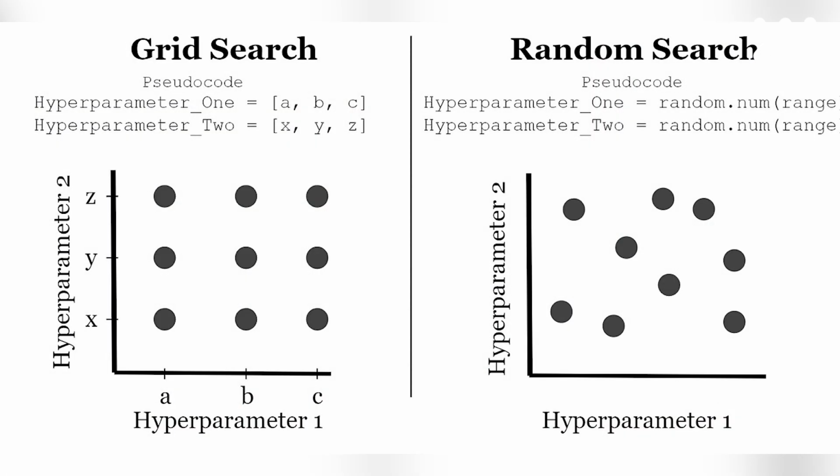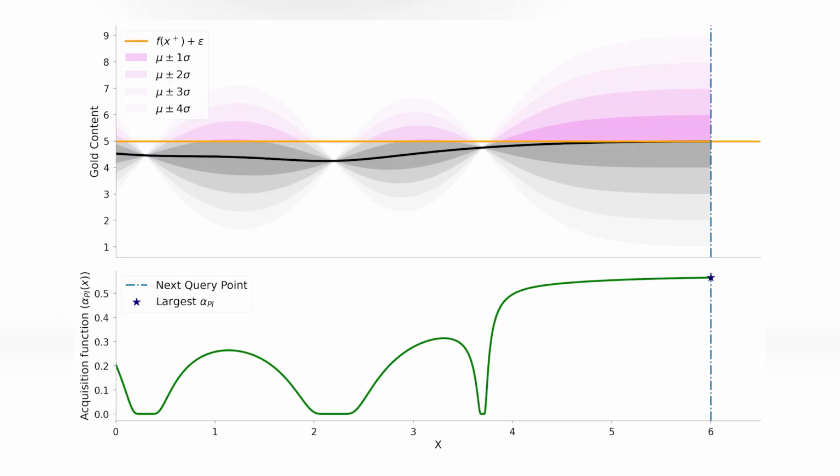In hyperparameter tuning, you can use techniques like grid search, random search, or even Bayesian optimization. They can be used to search the hyperparameter space efficiently.